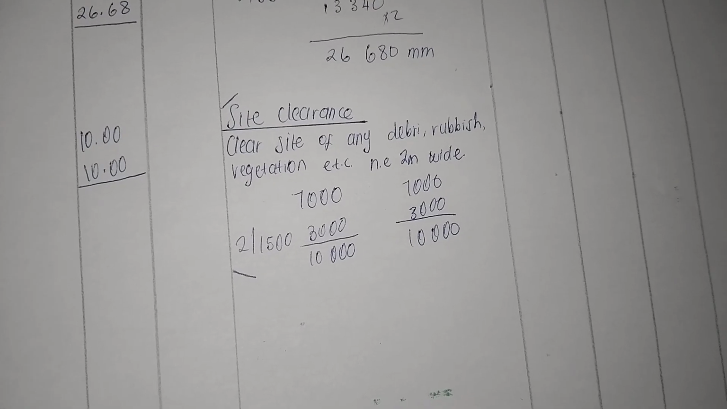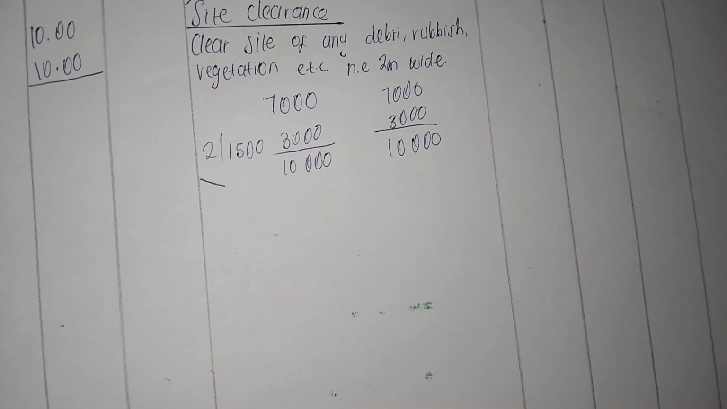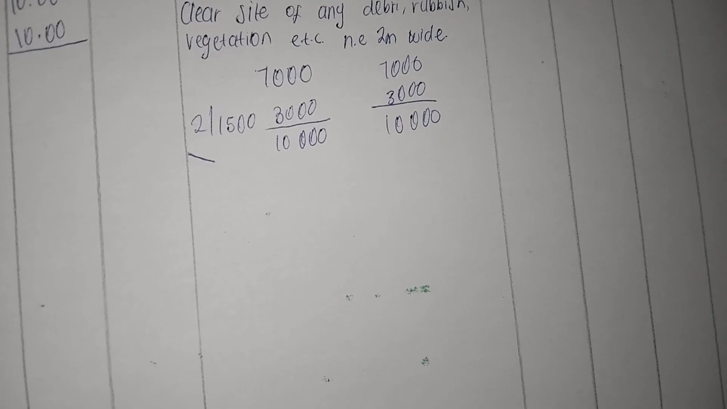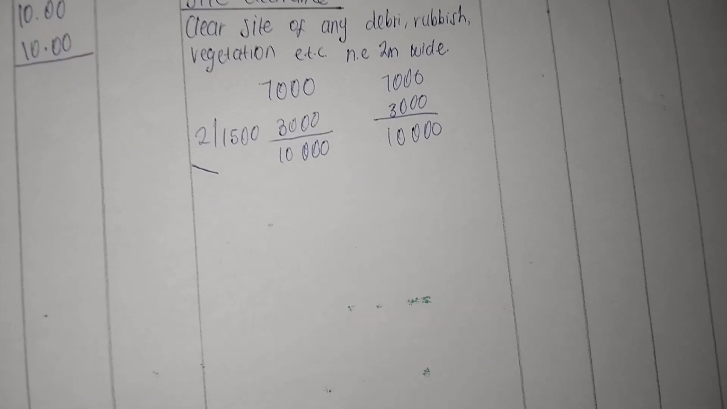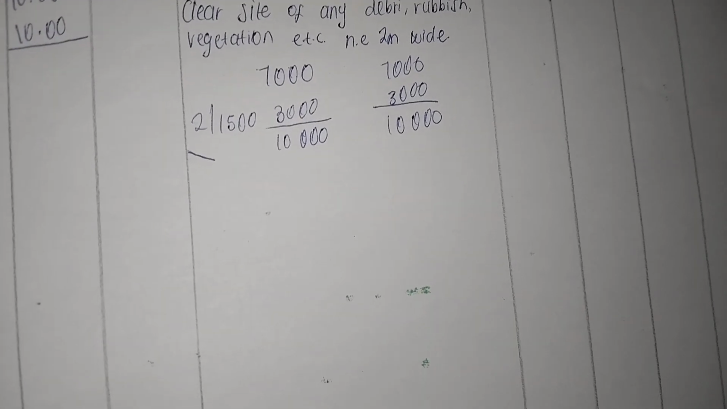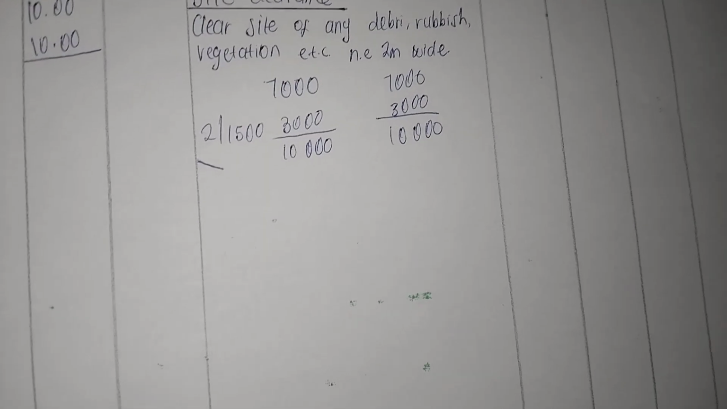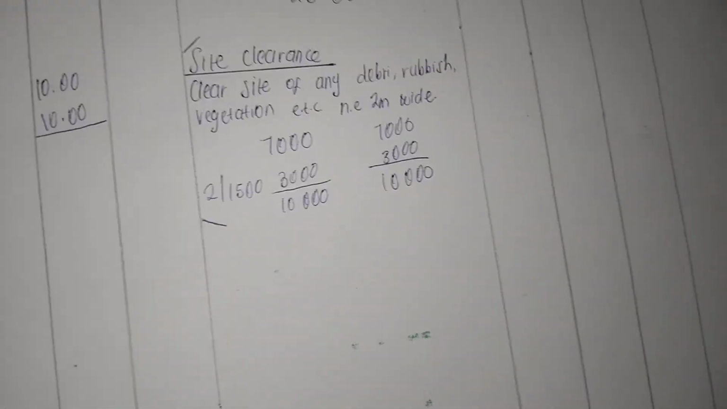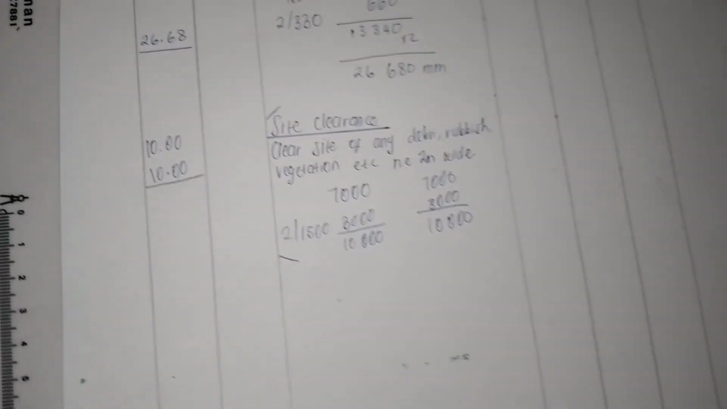This is how my site clearance calculations look. You do the 7,000 by, and you add 3,000. So where am I getting this 3,000? We multiplied 1,5 meters, which was explained in the specifications. The specifications had said that, okay, let me look for it.